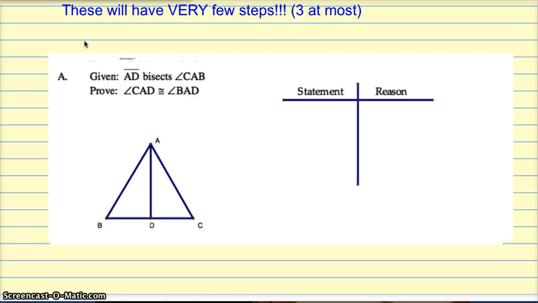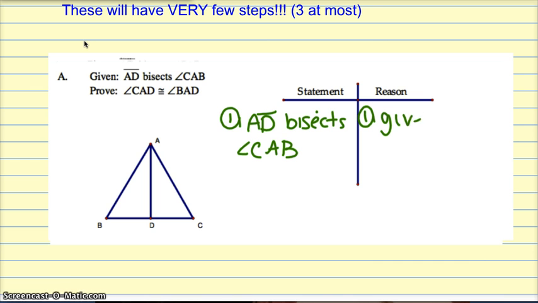First one says, given segment AD bisects angle CAB. My first statement is going to be the given. AD bisects angle CAB. How do we know that? Because it was given, it was stated. After you write something in a statement and you give its reason, you mark it. CAB, so it's up here.